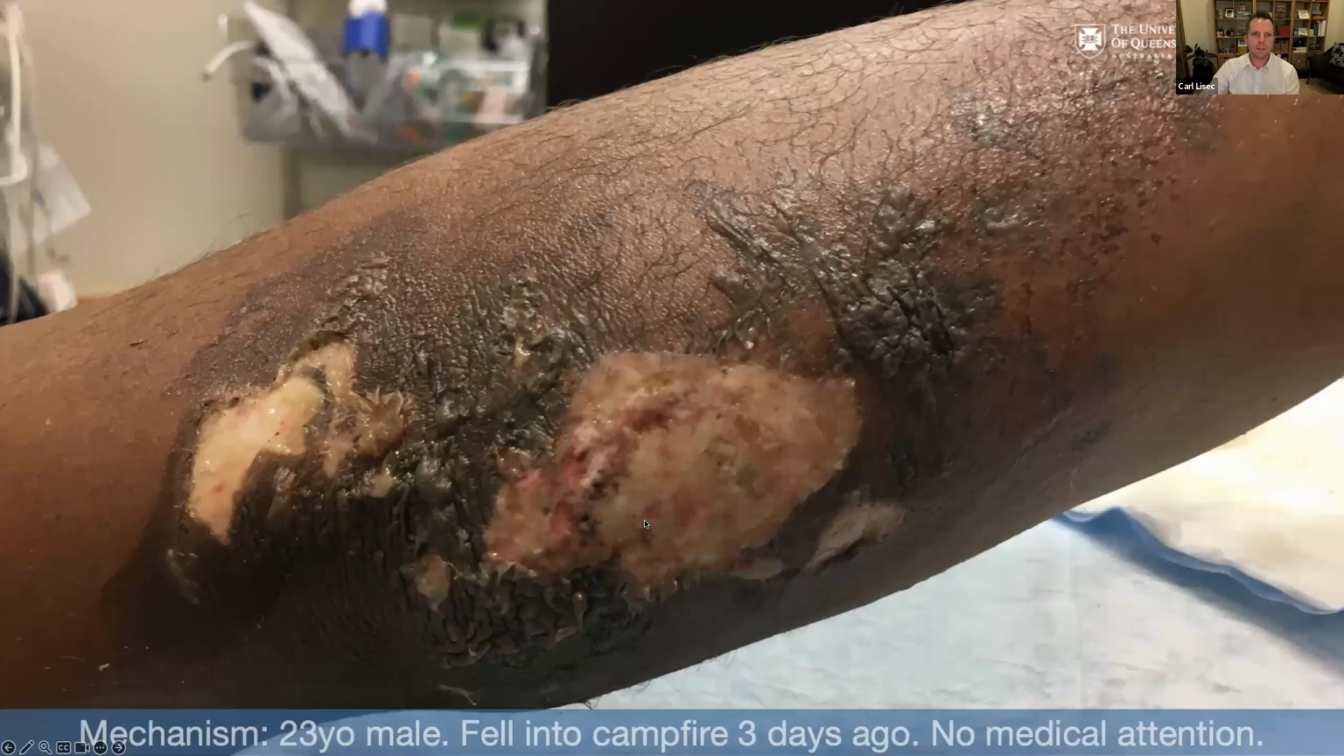All right. Second last one, we've got 2 more to go. So this guy, 23-year-old male, fell into a campfire 3 days ago and hasn't received any medical attention since. So this is poll number 3, please.